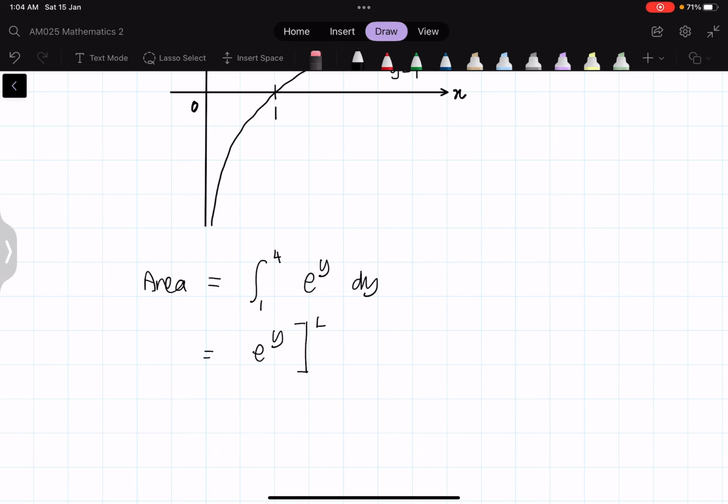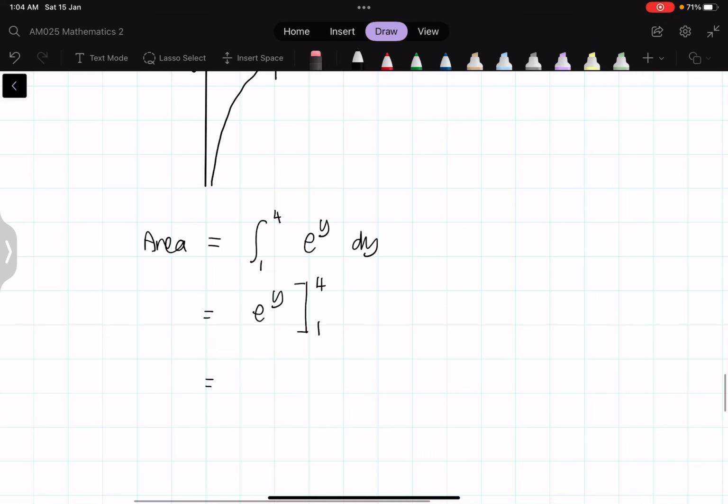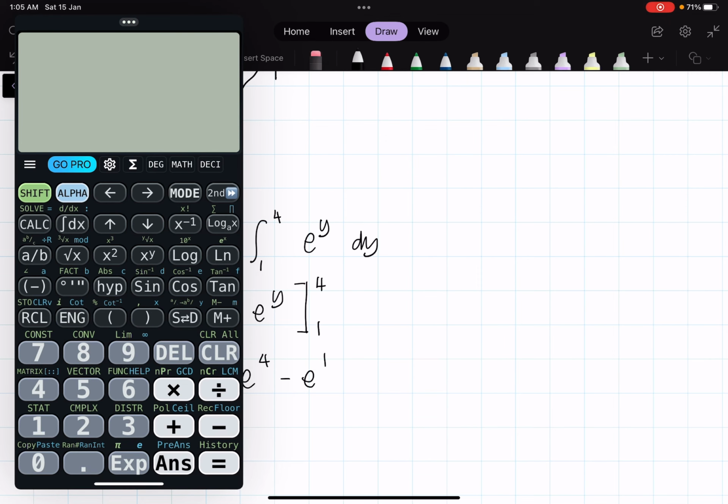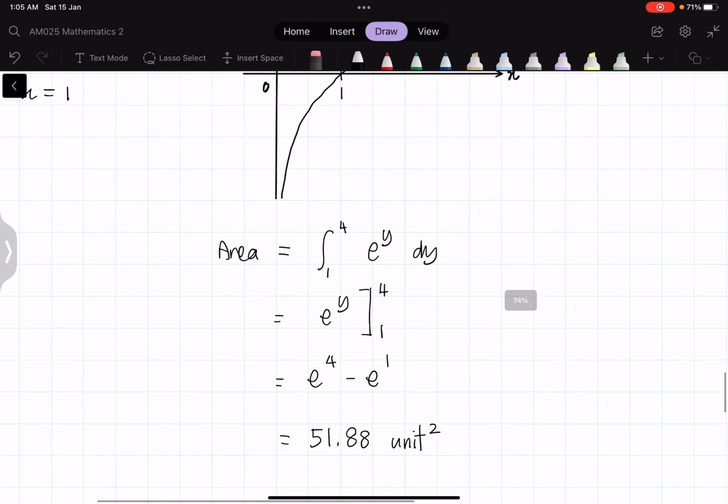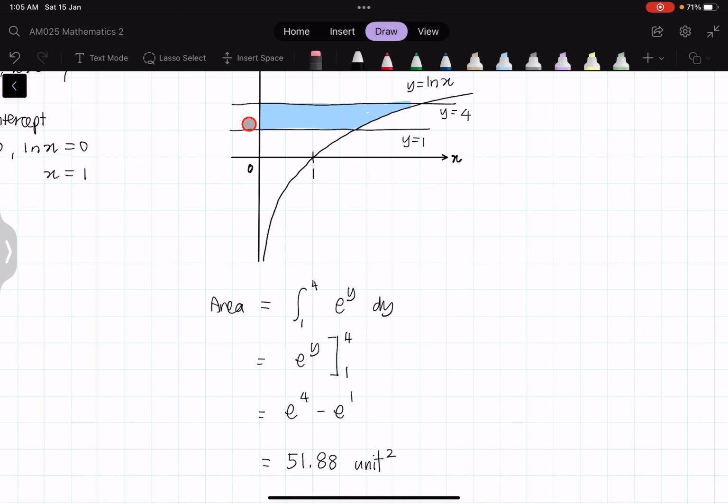Now, substitute the upper limit first, then the lower limit. So, e to the 4 minus e to the 1, and we're going to get the value. Use the calculator to find the value. So e to the 4 minus e is 51.88 unit square. So this is the area for our shaded region.